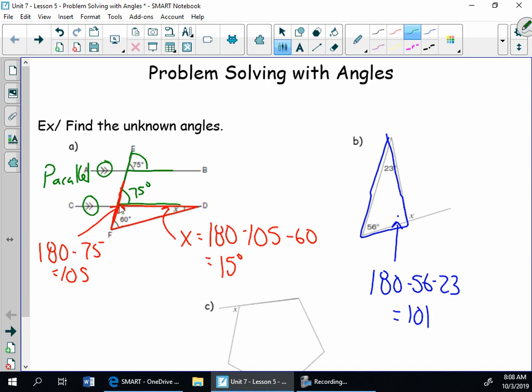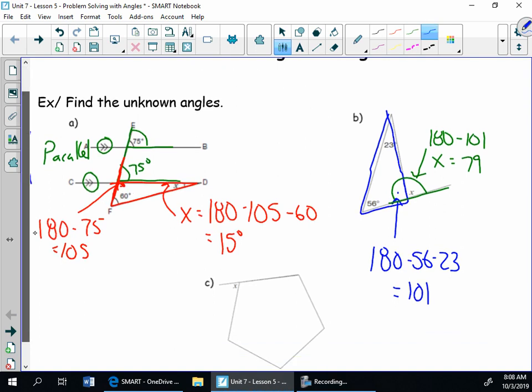Why would I want to know that part? Well, if I look at where x is part of this straight line right here. If I know one part, I can always find the other part of the straight line. 180 minus 101, x has to be 79. Okay, so similar to the first one, in that we had triangles and straight lines, but no parallel lines to worry about.